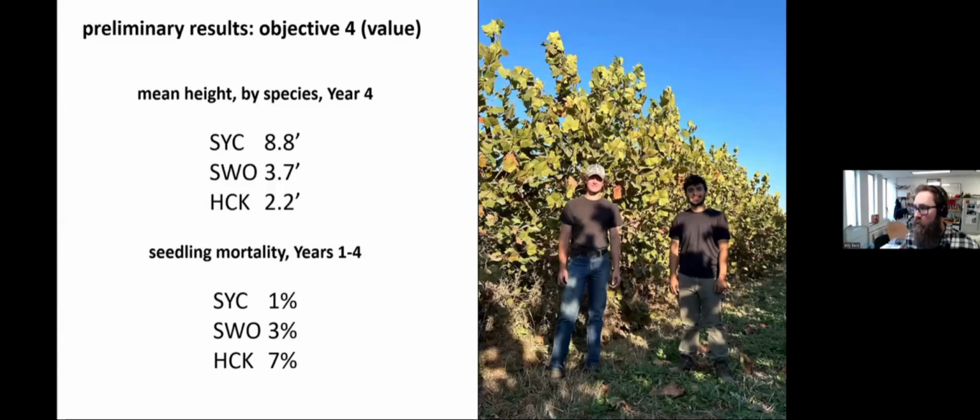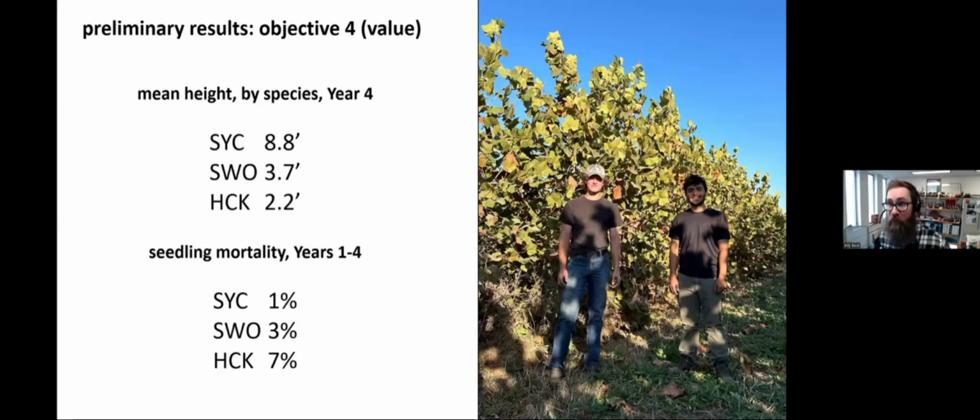So getting into some of the value, some of the tree species growth and mortality. Sycamores, a fast-growing tree, really took off. This is Caesar and Luke right here. They're averaging, at the end of year 4, and again, these started out as about 1 to 2 foot seedlings in 2021, about 8.8 feet tall, which is pretty amazing after only 4 growing seasons. Swamp white oak, a little slower growing, 3.7. And then hickories, notoriously slow growing species, especially right off the bat, 2.2 feet tall.